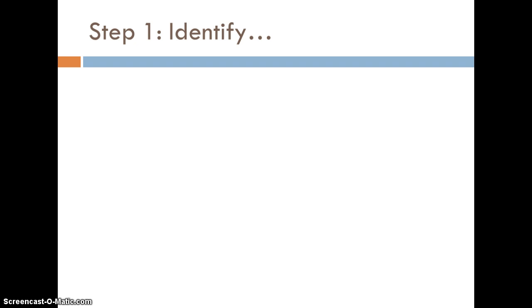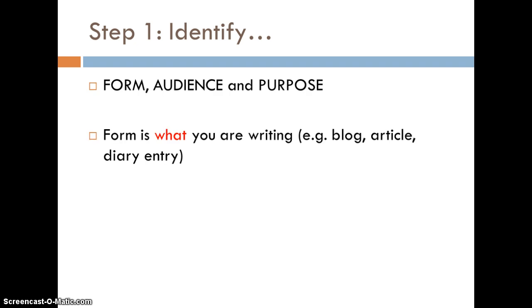First of all, we need to identify. You get your question 5 or your task 5, and first of all you need to think about form, audience and purpose. Form. What are you being asked to write? Is it a blog? Is it an article? Is it a letter? Is it a speech? And you're going to need to show that you're aware of the conventions for that particular type of writing.